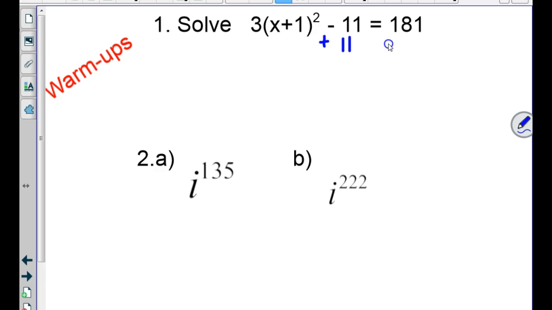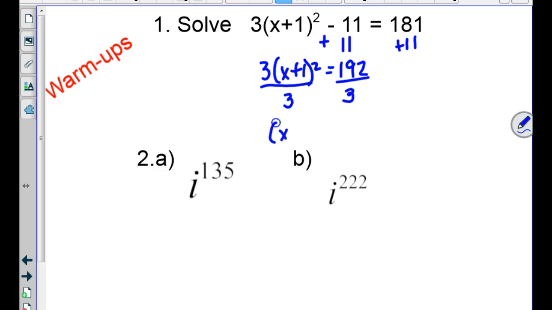We're going to isolate the squared quantity, and then, yes, then we're going to square root. Good call. 192 divided by 3. Somebody helping me? 64.